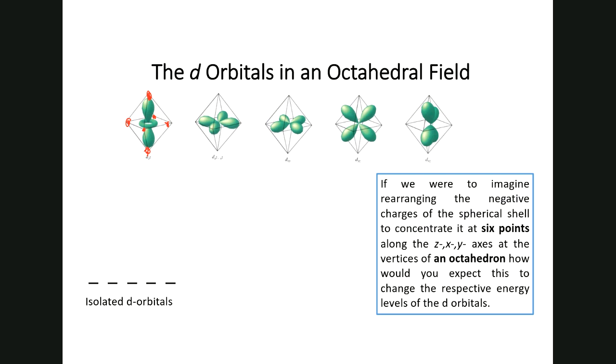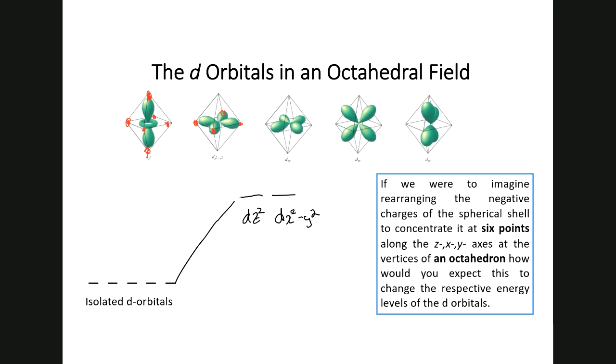If I look at the orbitals in the octahedron, I will see that my dz squared and my dx squared minus y squared lie directly in line with my point charge for my ligand. Because of this, they're going to feel greater repulsion. So these two orbitals are going to get higher in energy because now they're in direct contact with the negative point charge.